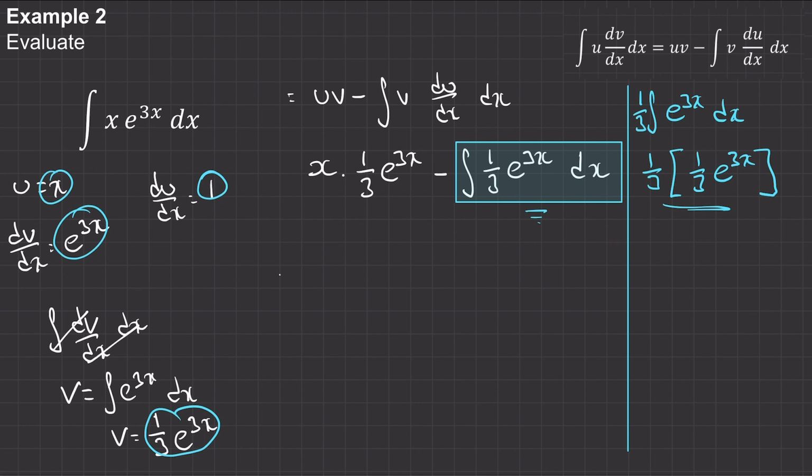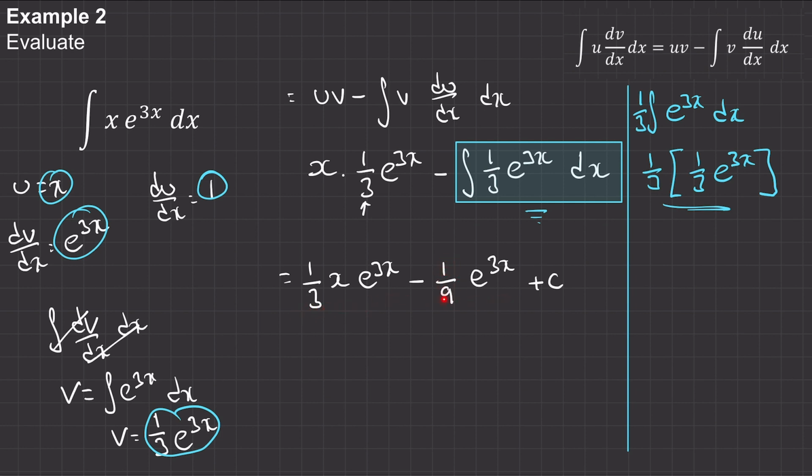So we can go back to writing the integral. I'll move this 1/3 out in front. So 1/3 of x times e to the 3x minus this bit, which we have over here, and 1/3 of 1/3 is 1/9. So minus 1/9 of e to the 3x plus the constant term.